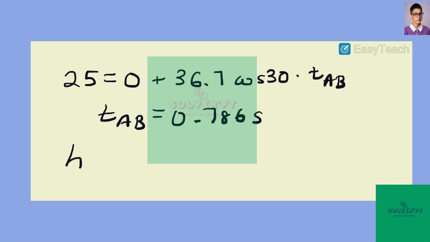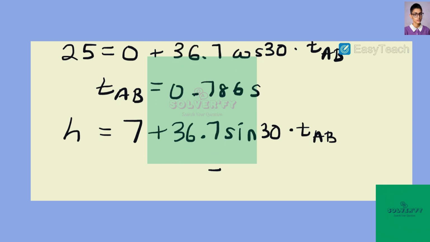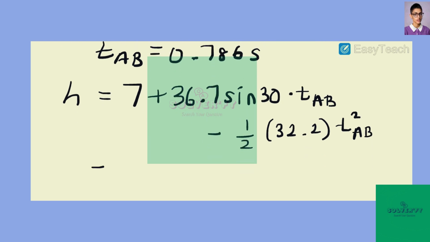Next, what we can do is say that the height of B, which is unknown, so that's h, is going to be equal to the initial height from which the ball is thrown, so that's 7 feet, plus VA sine theta, so we know that that's 36.7 sine 30, times the time, TAB, that we just solved for, minus 1/2 times 32.2 times TAB squared. Now solving this for h and plugging the variables that we know in gives us the height of B, which is equal to 11.5 feet. And that's our final answer.